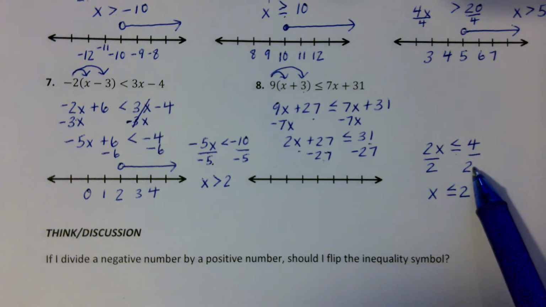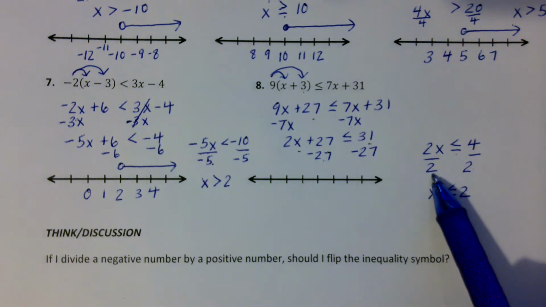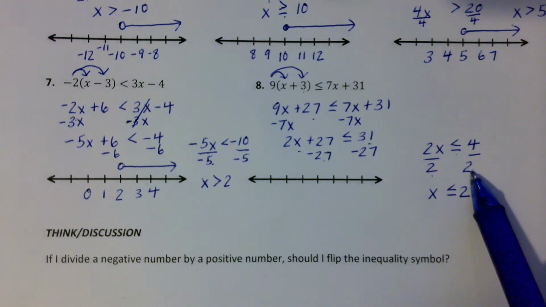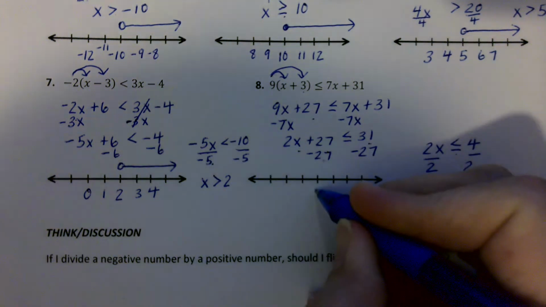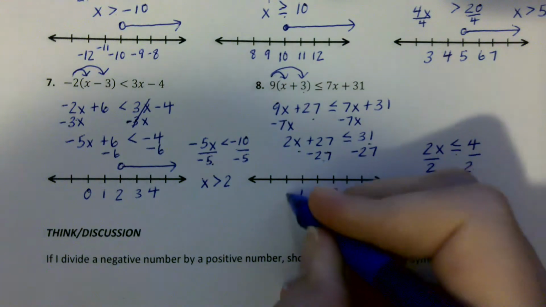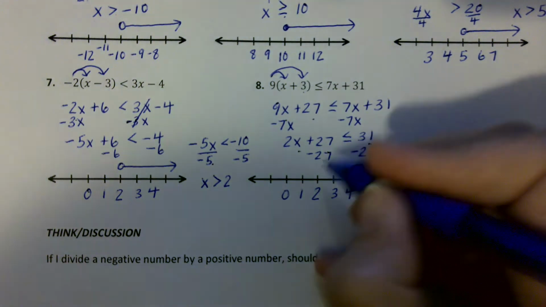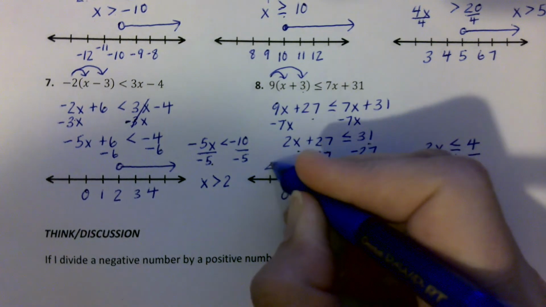Divide by 2. Do I reverse the symbol? Since I divided by a positive number, I do not. And it's x is less than or equal to 2. So I write a 2, few numbers to the right, few numbers to the left. X is less than or equal to, closed circle on the 2, going to the left.